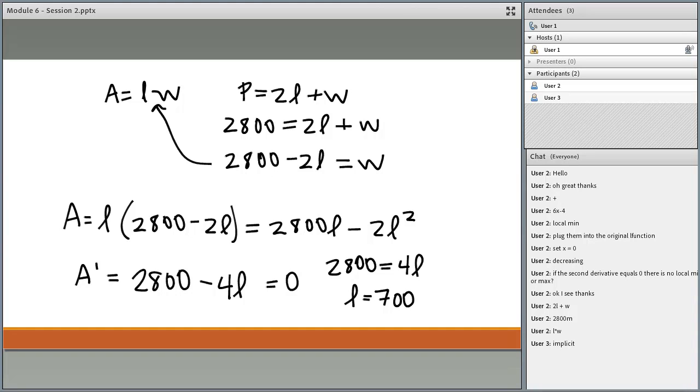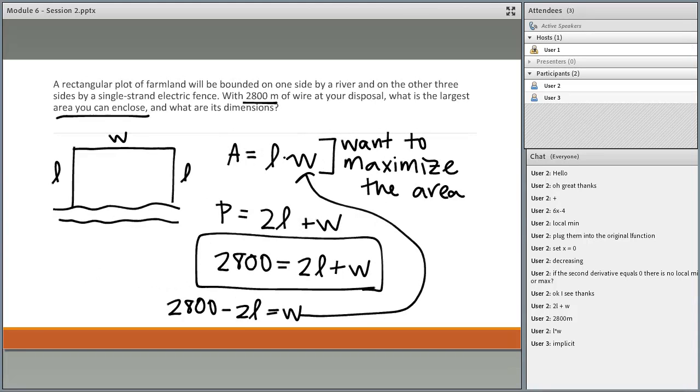So the good news is I didn't need to use implicit differentiation because I could. So implicit differentiation is kind of when we don't have explicitly defined functions. And because of this perimeter function that I have, I was able to explicitly solve for one of the variables, and that made it a little easier.